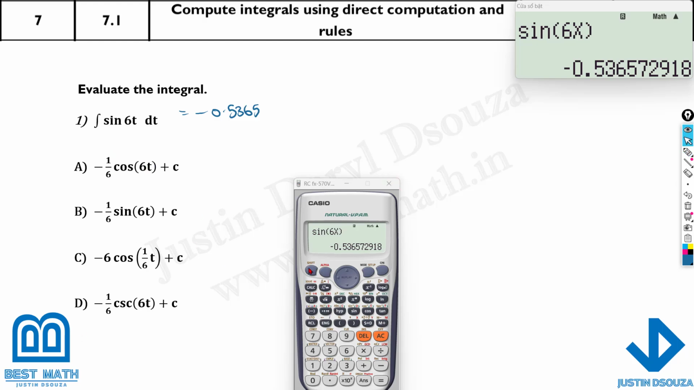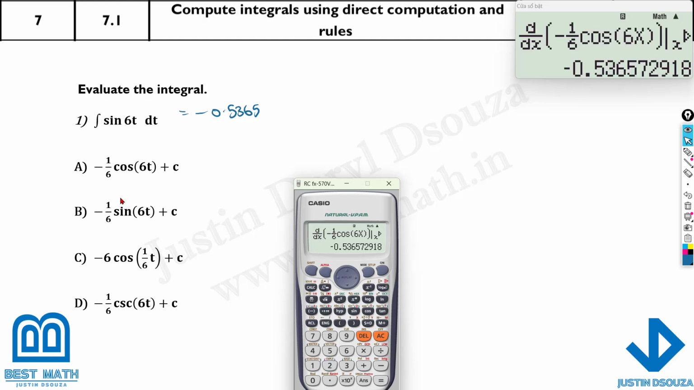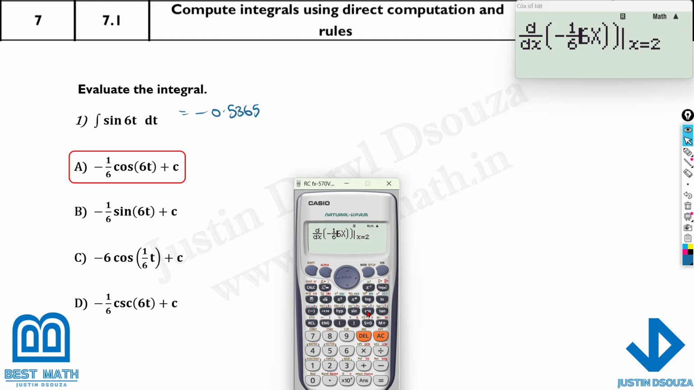And then what do we have here? We have 4 options. Shift d by dx, negative 1 by 6, cosine 6x, close the bracket, and the value over here is 2. Is that matching? Oh, in fact it is, so that is the correct answer. But none of the others would have matched. Let me just change it over here. If it matches, then that means there are 2 correct answers, which cannot be possible.